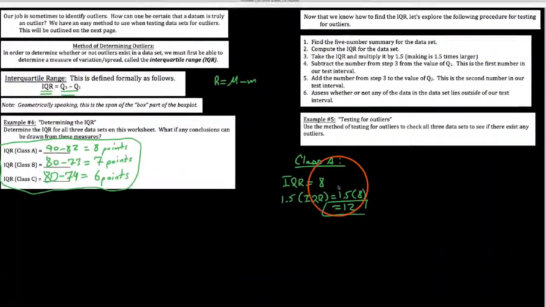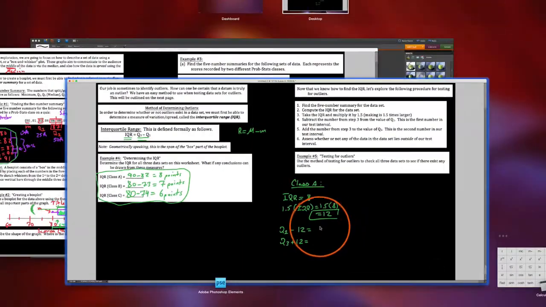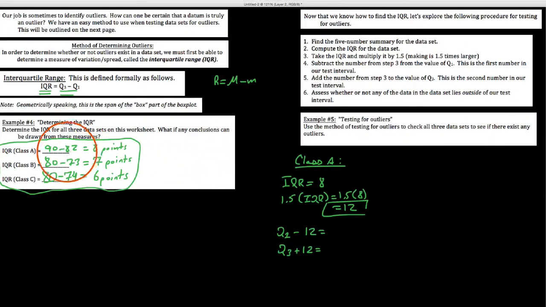So we're going to take 1.5 times our middle 50% of the data's spread, which is this 12. We say Q1 minus 1.5 times the IQR, and Q3 plus 1.5 times the IQR. In this first one, Q1 was 82, so 82 minus 12 is 70. And then Q3, which is this 90 right here, 90 plus 12 is 102.